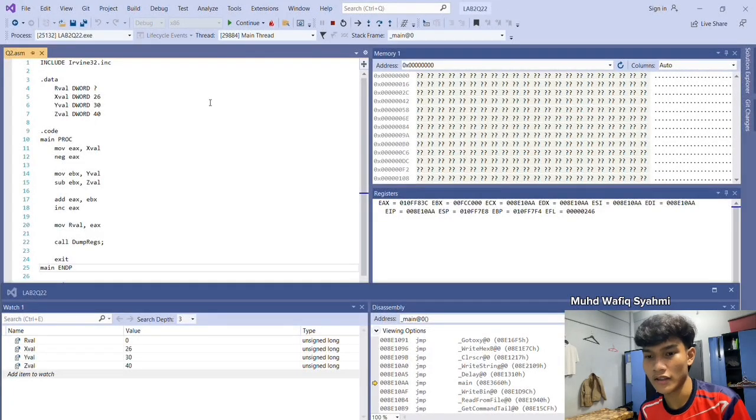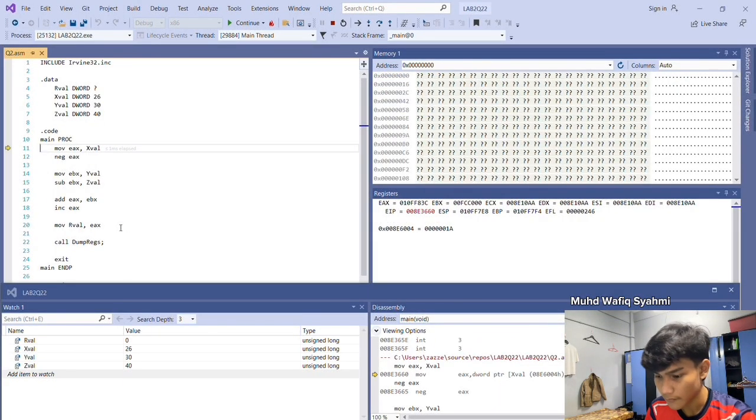Today I will explain question 2, question 4 and question 6. Now we go to question number 2. First, line number 1 is mov EAX, X1, then NEG EAX.